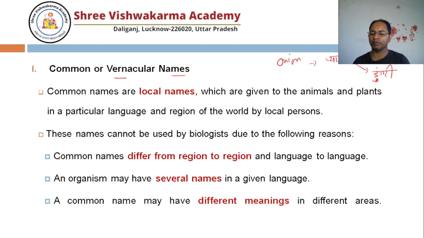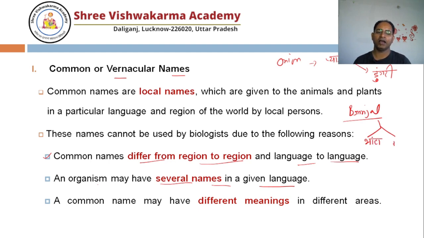So the problem with common names is they differ from region to region and from language to language. An organism may have several names in a given language. Let me give you the example of brinjal. In Hindi, there are two names. Sometimes people call it bhata in the local Hindi and also call it baingan. So for brinjal, there are two names, bhata as well as baingan, in only one language.